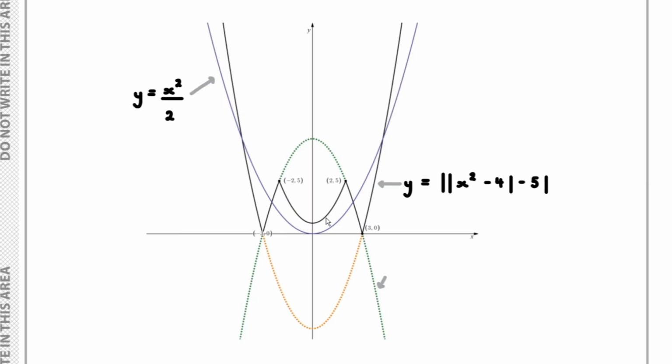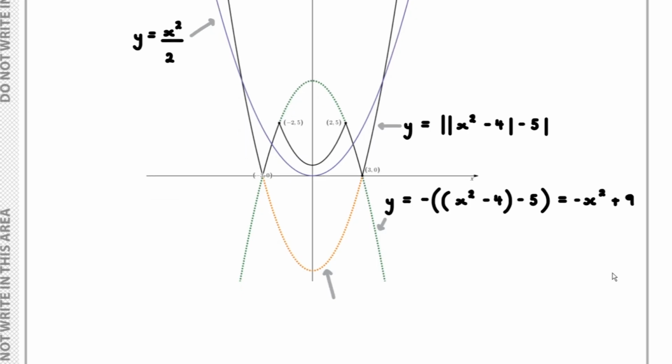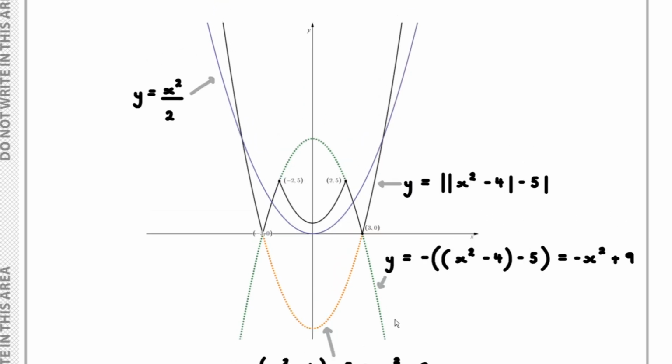And the graph shown here will be y equals negative x squared subtract 4 subtract 5, which is negative x squared plus 9, and the graph here is y equals x squared subtract 4 subtract 5, which is x squared subtract 9. Now the points of intersection will be as follows.